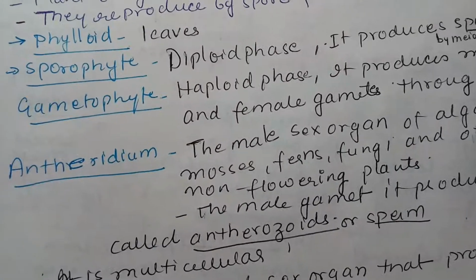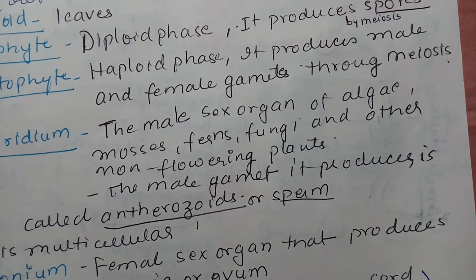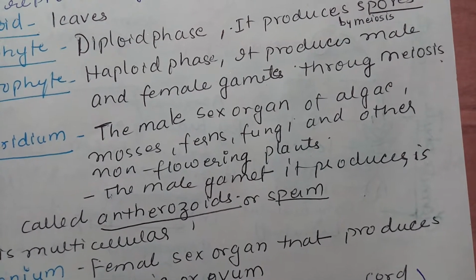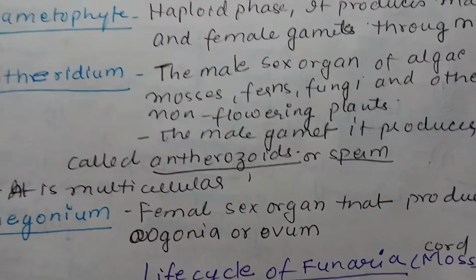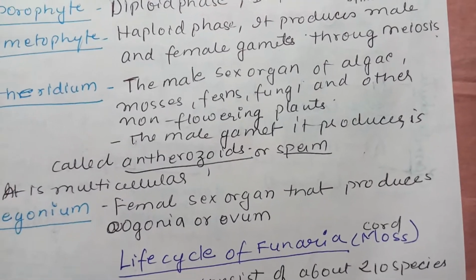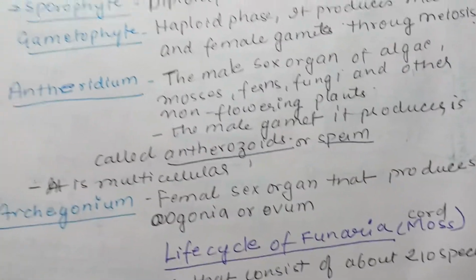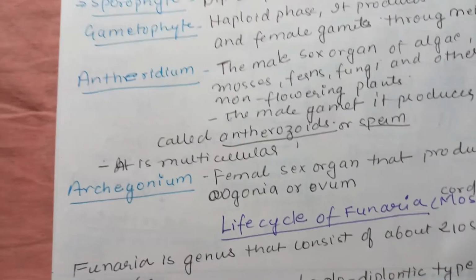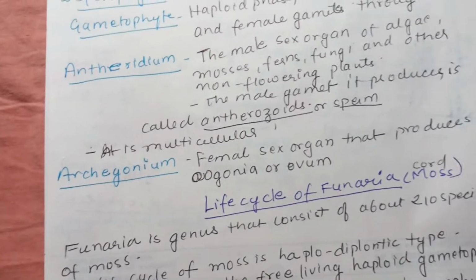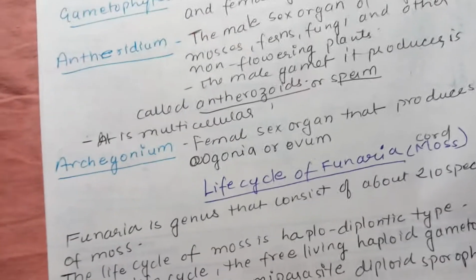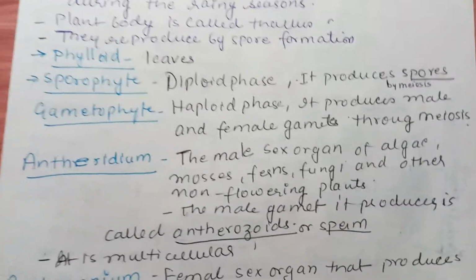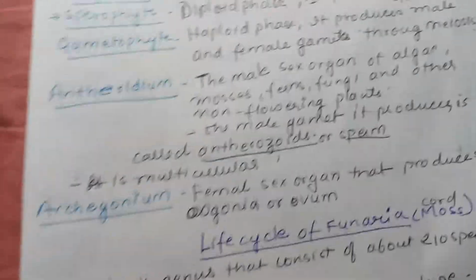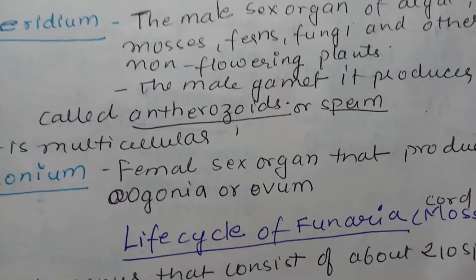Now antheridium is the male sex organ of algae, mosses, ferns, fungi and other non-flowering plants. The male gamete it produces is called antherozoid or sperm. Archegonium is the female sex organ, and it produces the female gamete called egg or ovum.